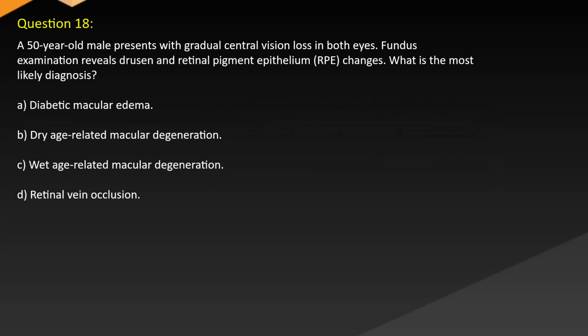Question 18. A 50-year-old male presents with gradual central vision loss in both eyes. Fundus examination reveals drusen and retinal pigment epithelium (RPE) changes. What is the most likely diagnosis? A. Diabetic macular edema. B. Dry age-related macular degeneration. C. Wet age-related macular degeneration. D. Retinal vein occlusion.